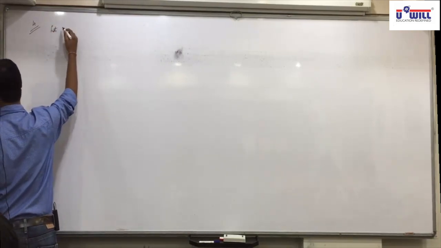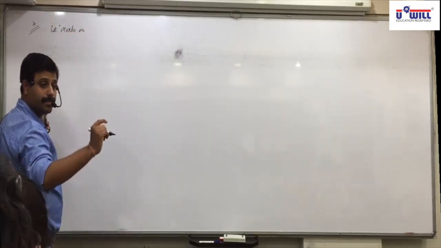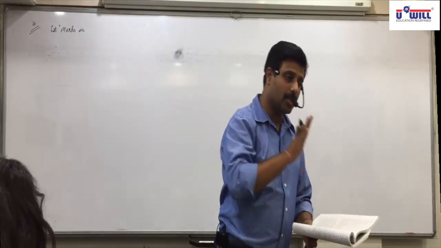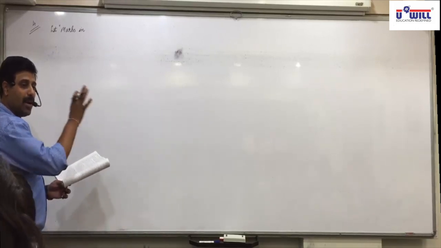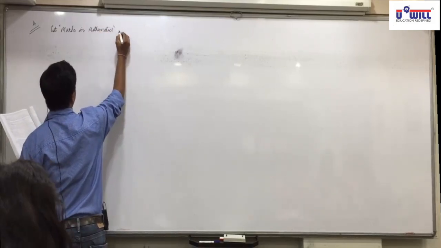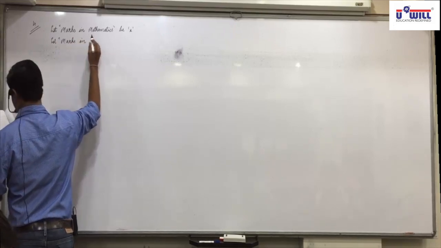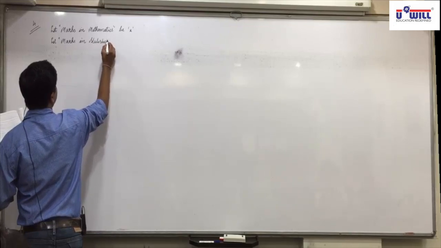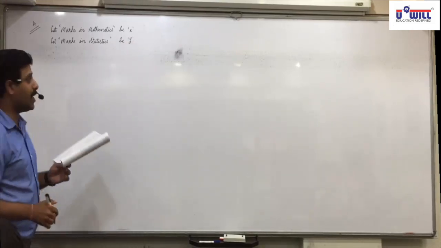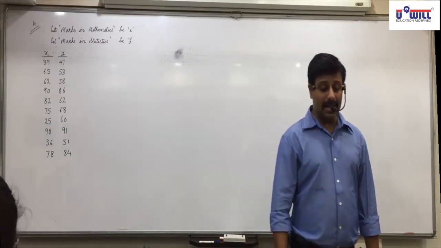So first write down, let marks in mathematics be X. We have to write the values of X and Y in the same manner as they are given in the question. As in how the values are given, copy it down in the same manner. Let marks in mathematics be X. Let marks in statistics be Y. Okay, and note down the values of X and Y. Any confusions with this?